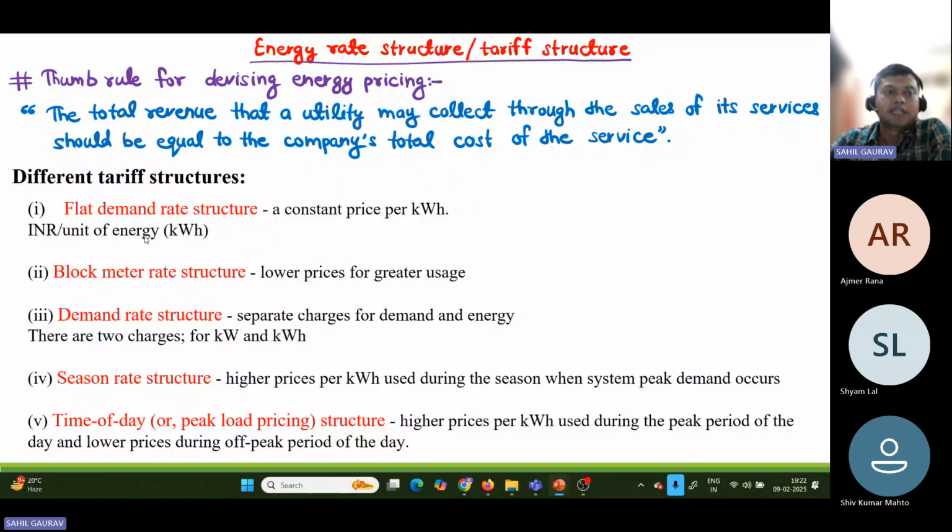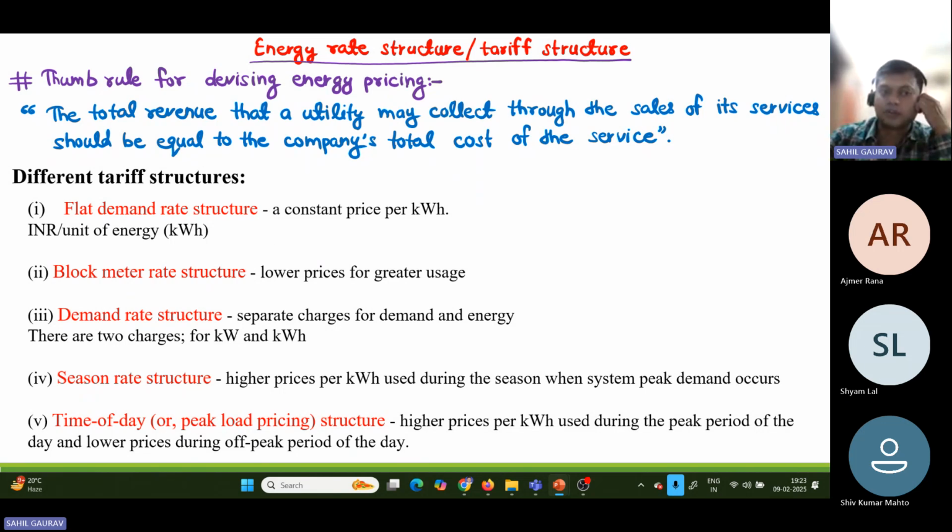The first one is the flat demand rate structure. In the flat demand rate structure, a constant price is charged for a unit of energy. It means that as the energy consumption increases, the price will also increase in a linear way. So it is fixed for a unit of energy, and the bill will be based on the energy consumption on a linear basis.